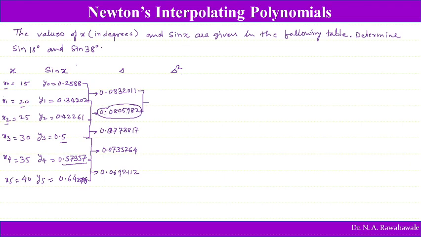That is 0.0805982 minus this value, 0.08320011, divided by 25 minus 15. So this is the second divided difference. Then we get this as 0.002609.